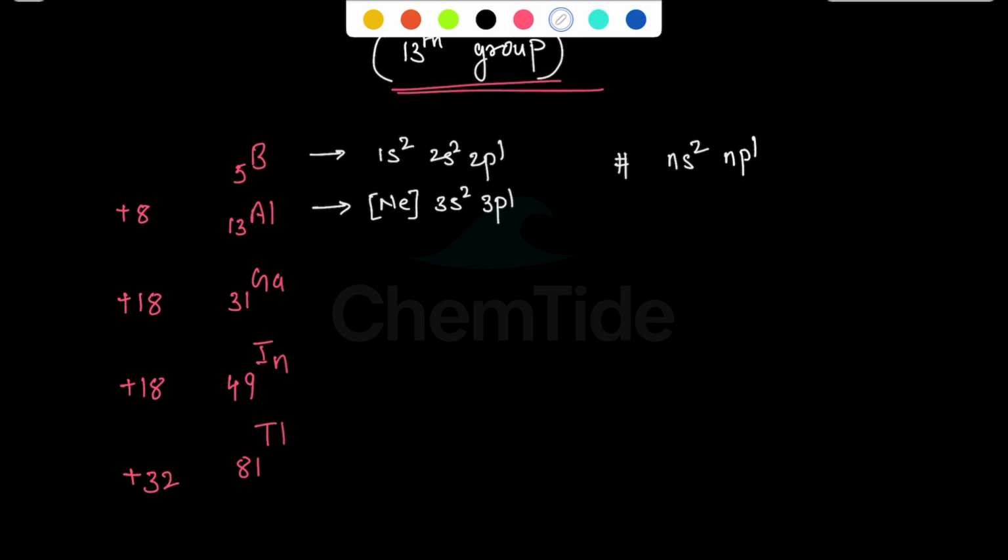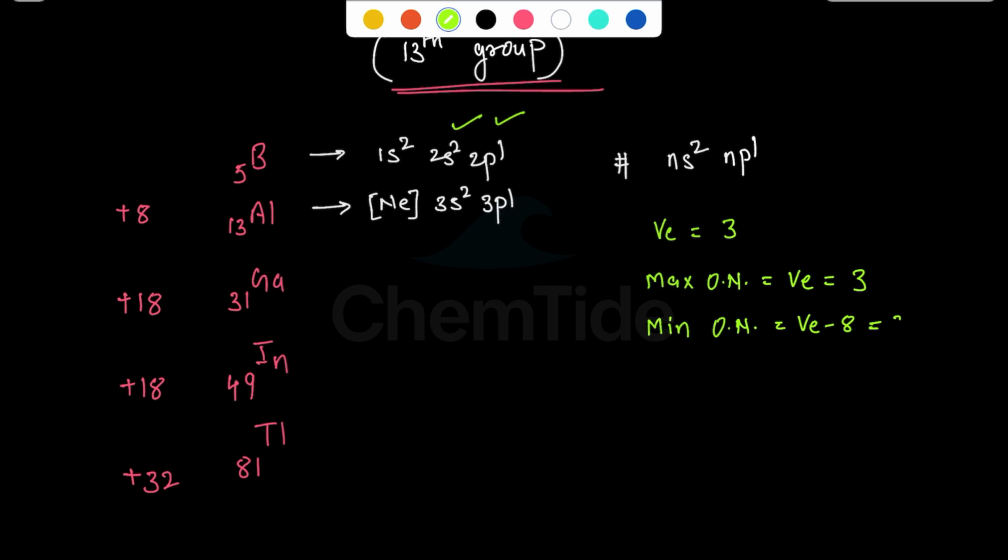If you observe, the valence shell is carrying only 3 electrons. So we can say the valence electrons are only 3. The maximum oxidation number is nothing but the valence electron count, which is 3, and the minimum oxidation number of this family is equal to valence electron minus 8. So 3 minus 8 becomes minus 5. So the range is from minus 5 to plus 3, but only a few oxidation numbers are stable. In general it's plus 3 and a few show plus 1.